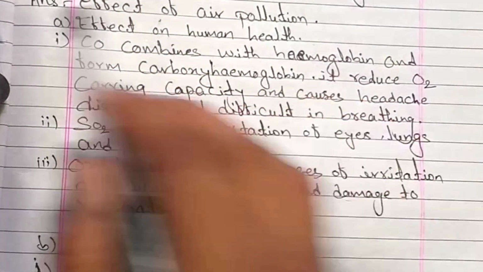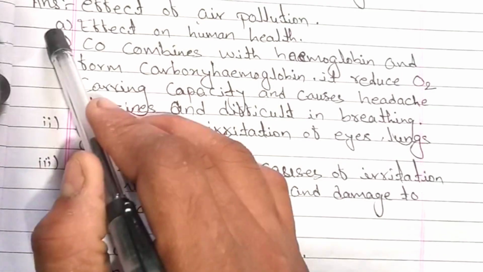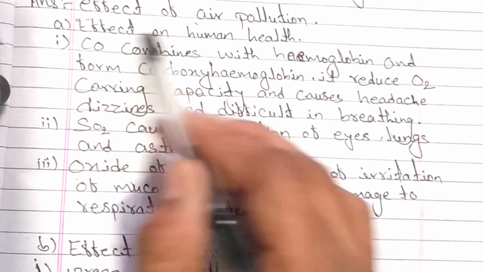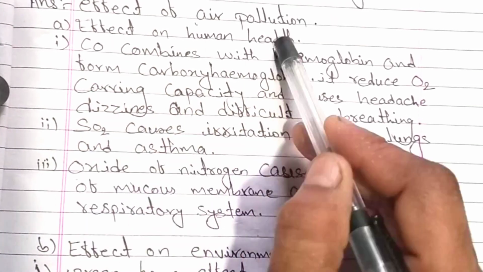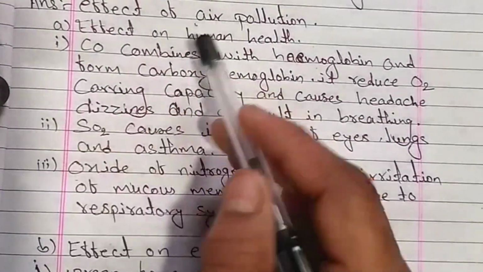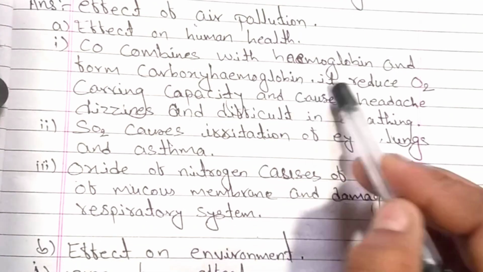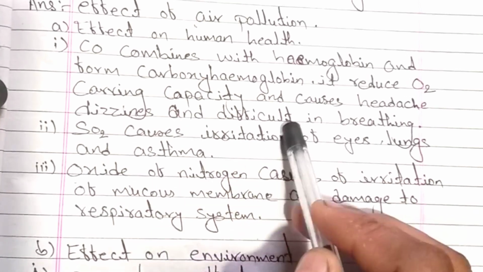Effect of air pollution. It is divided into two parts. First one, point A, effect on human health. Point number 1: CO combines with hemoglobin and forms carboxyhemoglobin, it reduces O2 carrying capacity and causes headache, dizziness and difficulty in breathing.